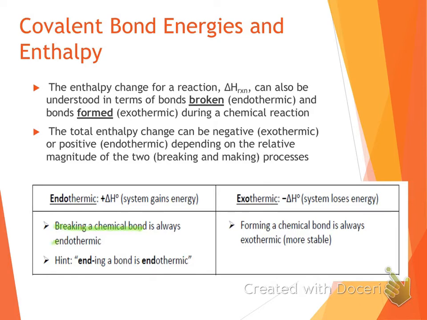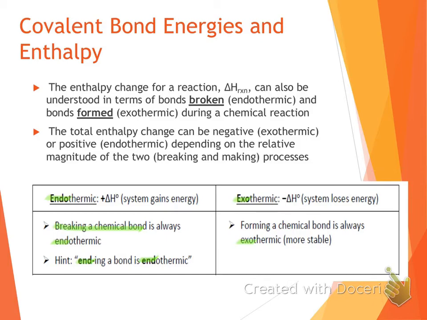Breaking a chemical bond is always endothermic. So breaking a bond is endothermic. Exothermic is going to be a negative delta H. That's going to be forming a chemical bond. Forming a chemical bond is always going to be exothermic because it puts our new chemical in a more stable state at a lower potential energy. So to get to a lower potential energy, energy had to be released from the system.